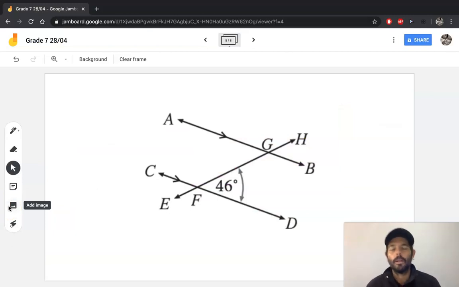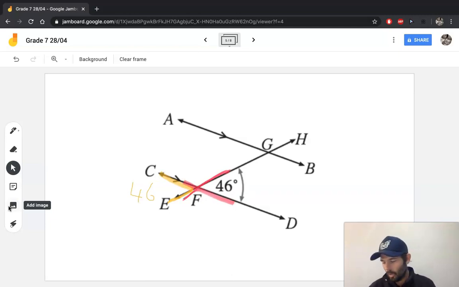So remember that I don't think it really matters what order you work out the angles. So I'm going to work out this vertically opposite angle first. Okay, and that's going to give me an answer of 46 because we know vertically opposite angles are equal. Right, I'm then going to work out these angles here because I know that they're on a straight line.